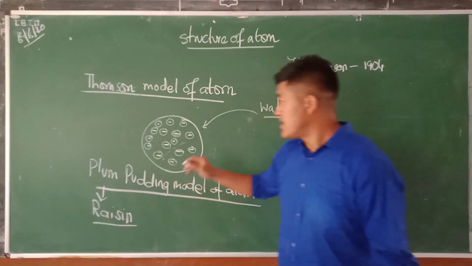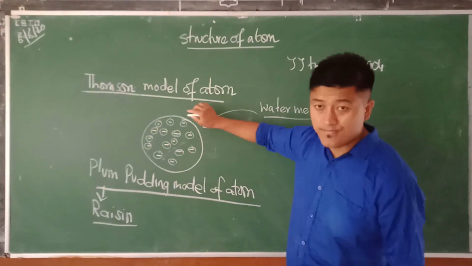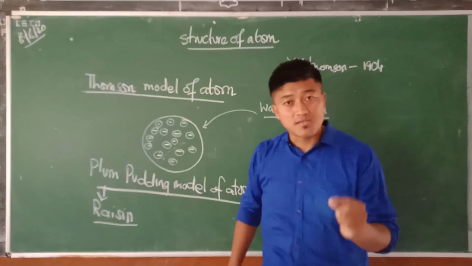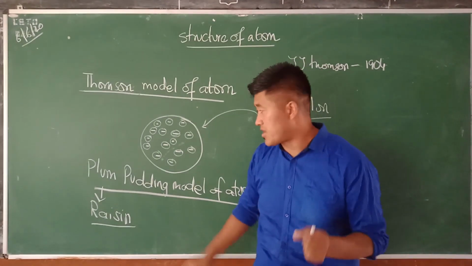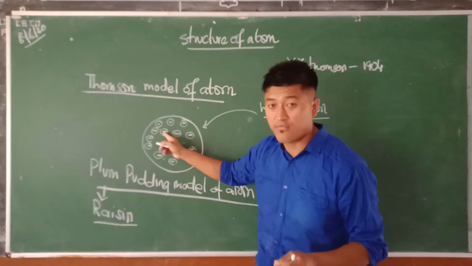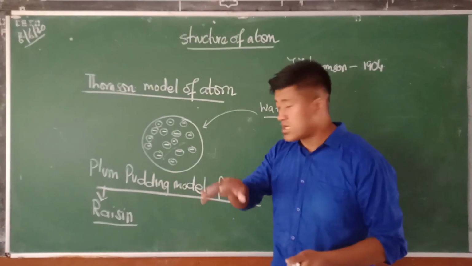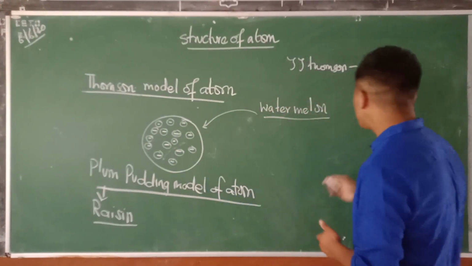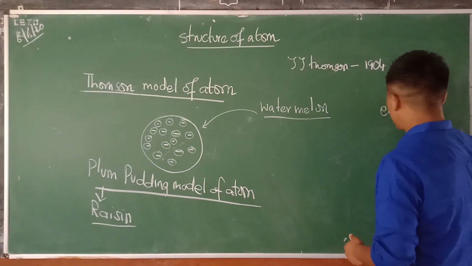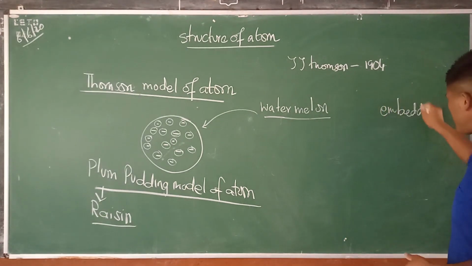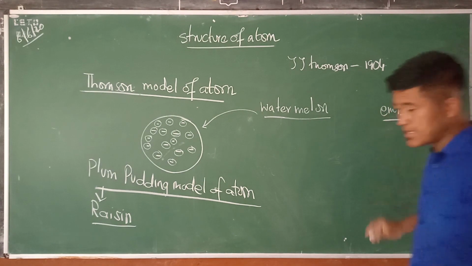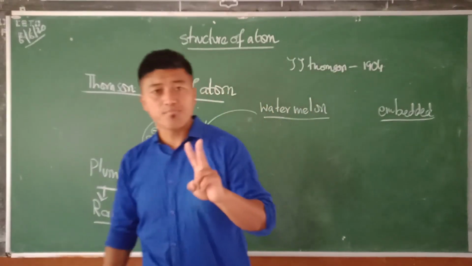he said that if this is an atom, the electrons, that is the electron, is negatively charged here. I wrote negative here. Understand? The negatively charged particles are embedded here. He used one particular word, that is embedded. Embedded. Okay. So he gave two kinds of postulates here.